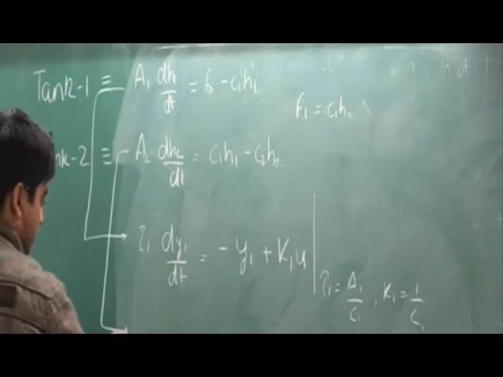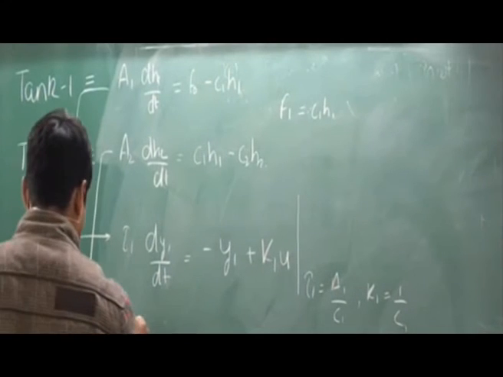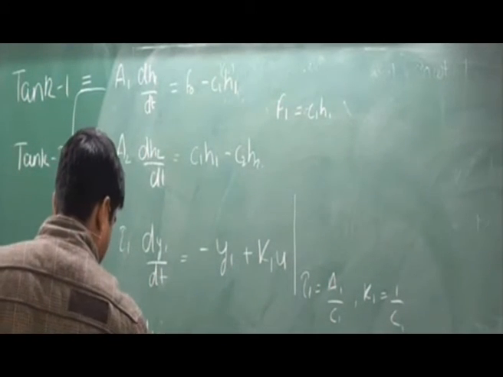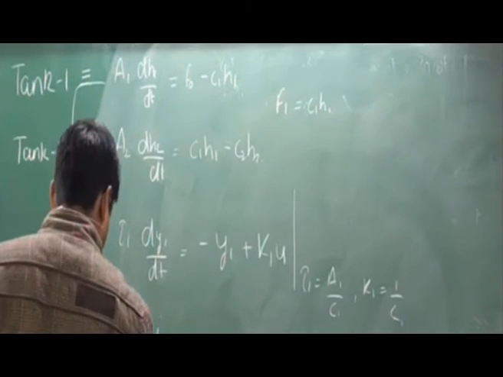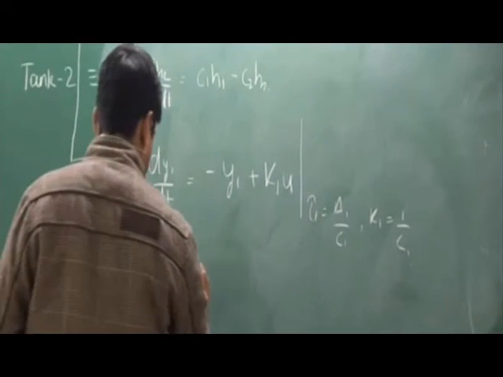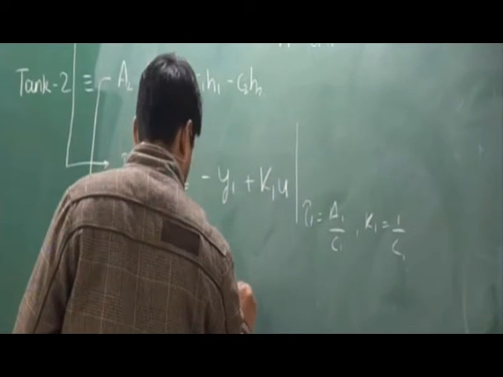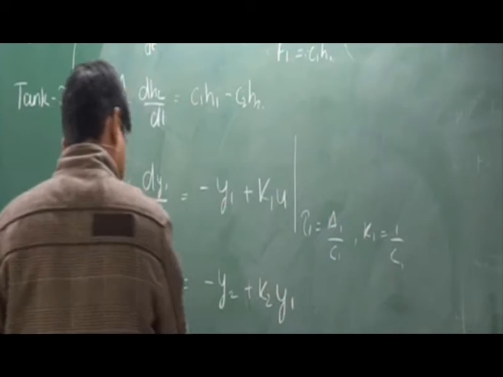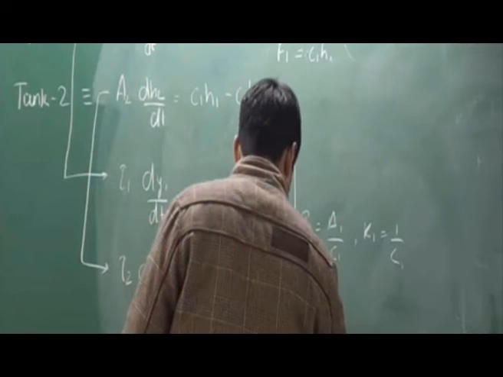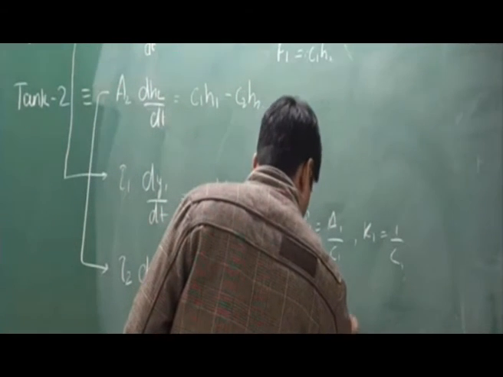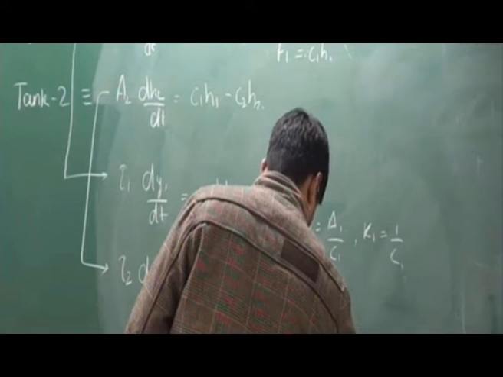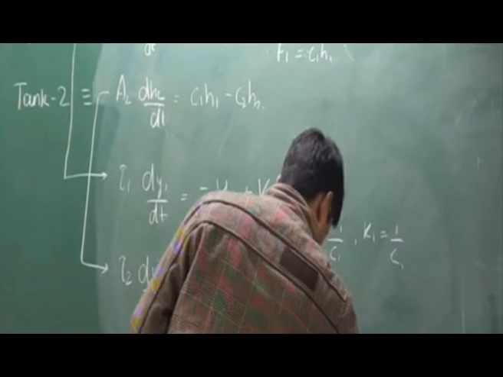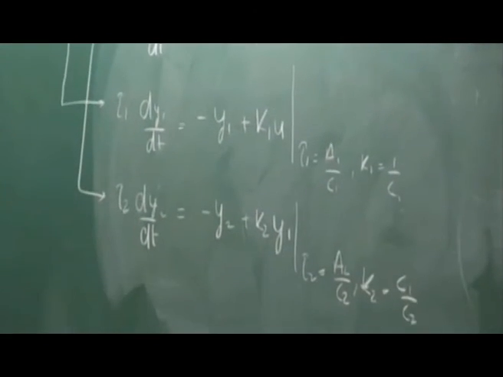And for this one, with the different time constant and different steady state gain, it is given by this one, where tau 2 is A2 over C2 and K2 is C1 over C2. Okay.